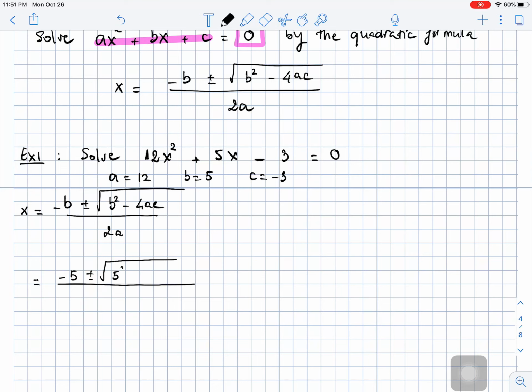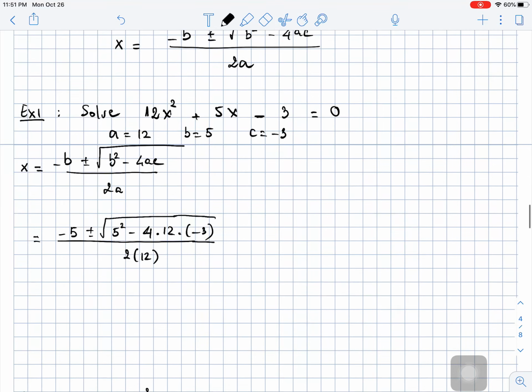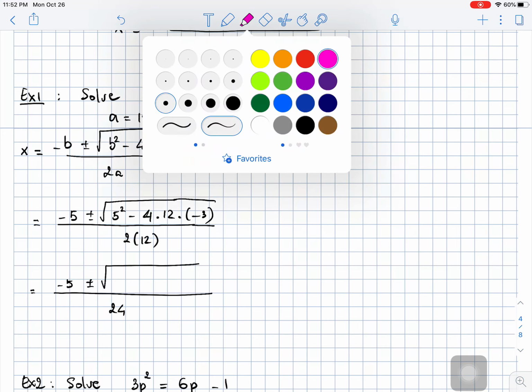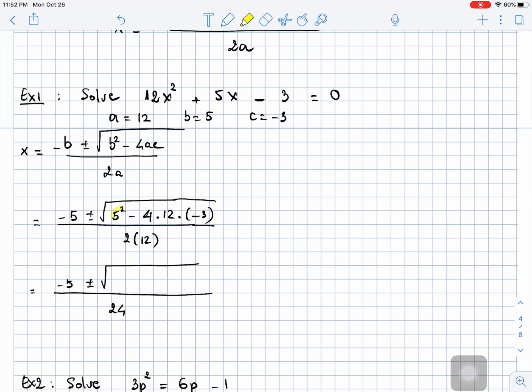Now the quadratic formula is x equals negative b plus or minus the square root of b squared minus 4ac, divided by 2a. Then we plug in the numbers. b is 5, and then we have negative 5 in the front, and then 5 squared minus 4 times 12 times negative 3. In the bottom, we have 2 times 12.